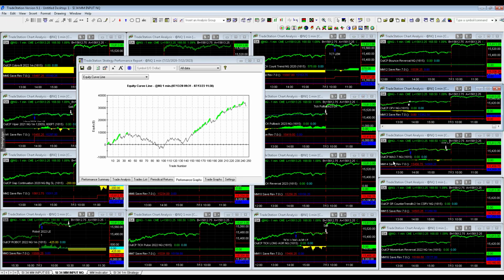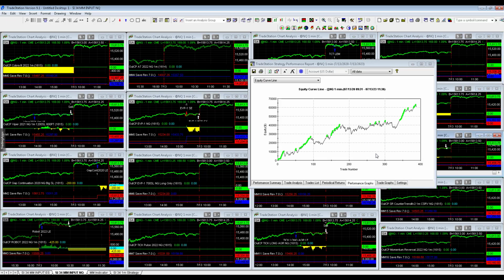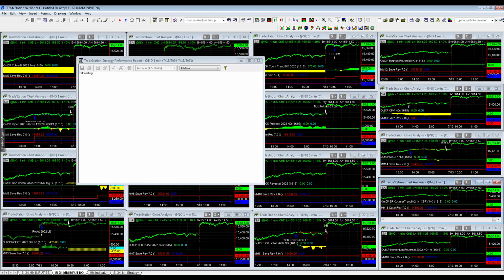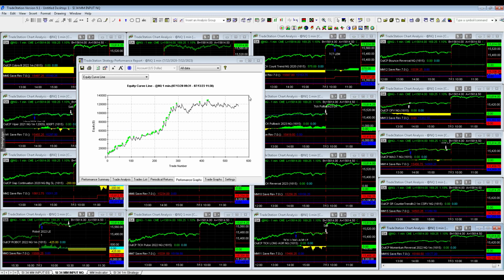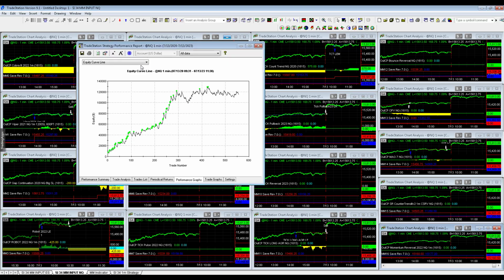OPV short only. Magnificent 7. SR counter trend 2. Not many trades. Momentum reversal. Very different than most of our strategies. And so different strategies, different methodologies provide us with diversity.